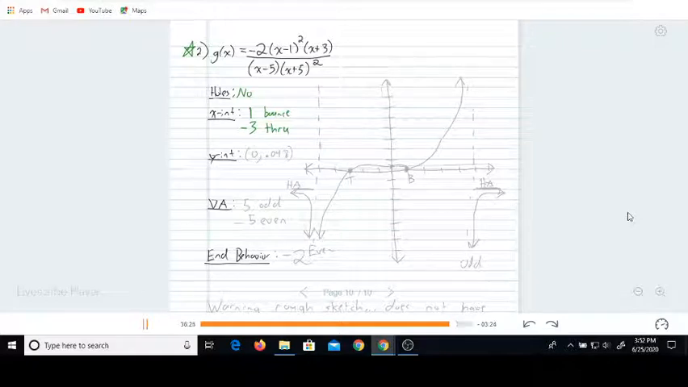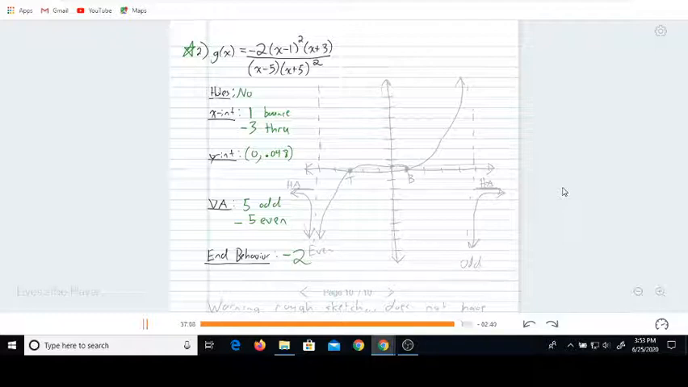Our y-intercept, so if we plug in 0, we get, let me type it in real quick, 3 divided by -5 times 25, and we get 0.048. So it's a very small positive number. And if you just heard 0.048 there, it's fine. We've got a vertical asymptote at 5. It has odd multiplicity. And at -5, notice it's squared. It has even multiplicity. Now, if we look at the end behavior, we have degree 3 in the numerator, degree 3 in the denominator. It's a tie, so it's given by the leading coefficient at -2.